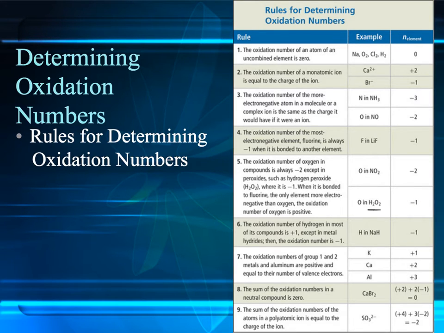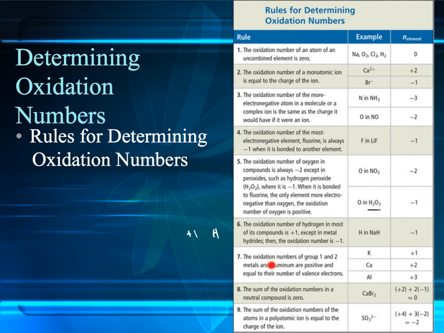The oxidation number of hydrogen in most of its compounds is +1, unless it's bonded to a metal, as in a metal hydride. So that's what I was just talking about. By itself, hydrogen is usually +1 as its oxidation number. Unless it's a metal hydride, which I'm not going to give you, then it would be -1.